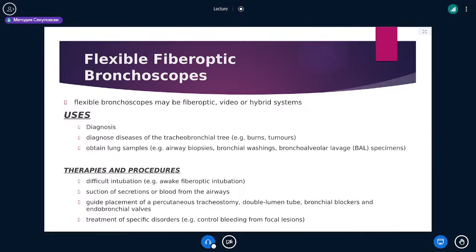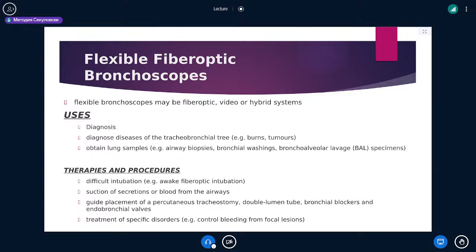About the flexible fiber optic, sorry, bronchoscopes: flexible bronchoscopes may be fiber optic, video, or hybrid systems. A lot of hospitals in Bulgaria have fiber optic or video bronchoscopes. Some hospitals that work with a large pulmonary patient population have hybrid systems. What are the uses of the bronchoscopes?